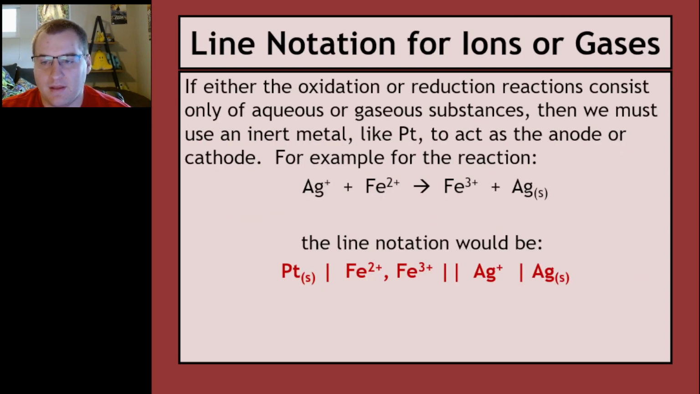All right. If either the oxidation or reduction reaction consists of only aqueous or gaseous substances, then we must use an inert metal like platinum to act as the anode or cathode. For example, in this reaction, this is written in a stupid way. We're not going to do anything like this. But with only aqueous solutions, you can't use a full bar of solid iron 2+, because that doesn't exist. Then we use some other inert substance, which means it doesn't react with anything, like platinum. Platinum is very non-reactive and very strong. That's how you'd write that in line notation.